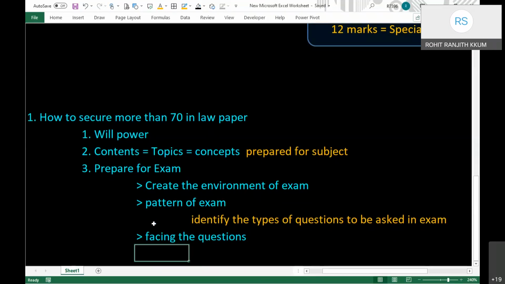They even try to see the possibility from the concept, from the topic, of what kind of question they may ask. And they faced a lot of questions. Guys, you won't believe, the more questions you do, the more questions you solve, the easier the paper is for you. Do you believe in this statement?